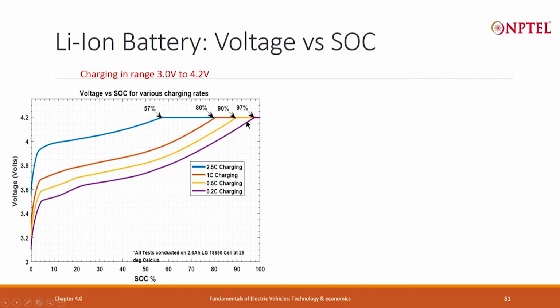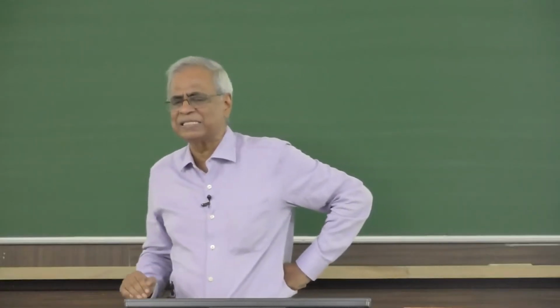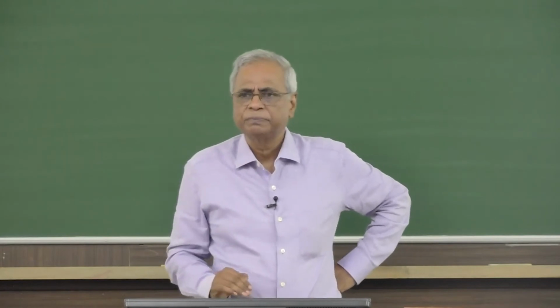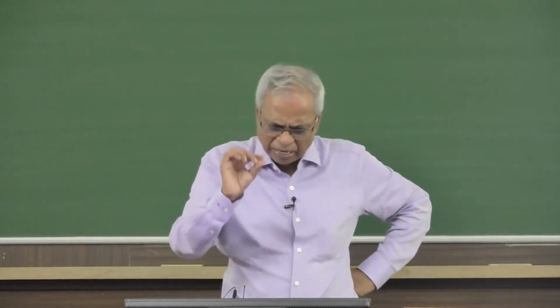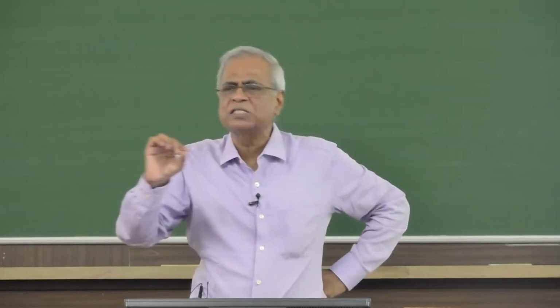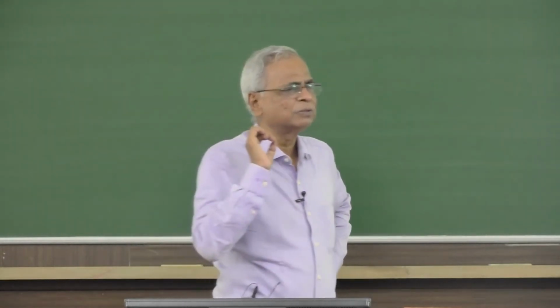This is a constant current charging, in the sense the current is a fixed amount 0.2 C. So, depending on the size of the battery, you take 0.2 C and do this. This is what will happen to the cell voltage. When it reaches nearly 97% state of charge, then you will see very little, the voltage is almost constant between 97 to 100%.